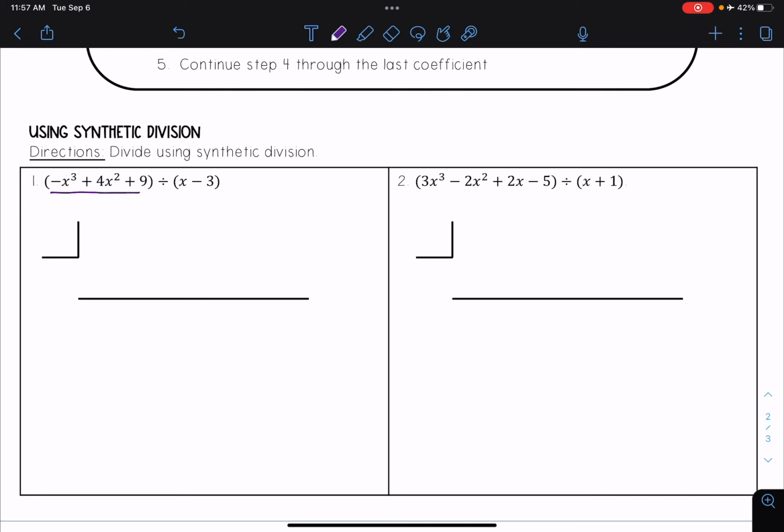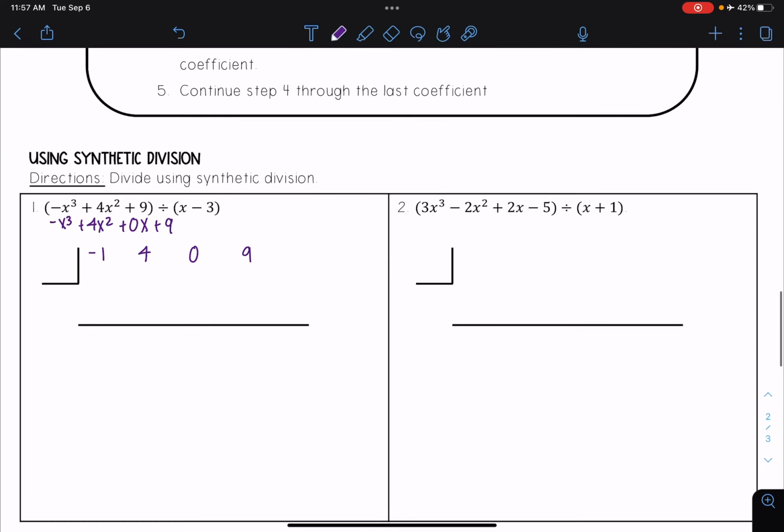But first I'm going to look and see if I'm missing any terms, because I want this in standard form, but I also want every term represented. I have x cubed, x squared, but I'm missing that x term. So I'm going to rewrite this to be negative x cubed plus 4x squared plus 0x plus 9. And now I'm going to write these coefficients across the top here. So the coefficient of x cubed is negative 1. The coefficient of x squared is 4. The coefficient of x is 0. And then I have 9. So that's my first step.